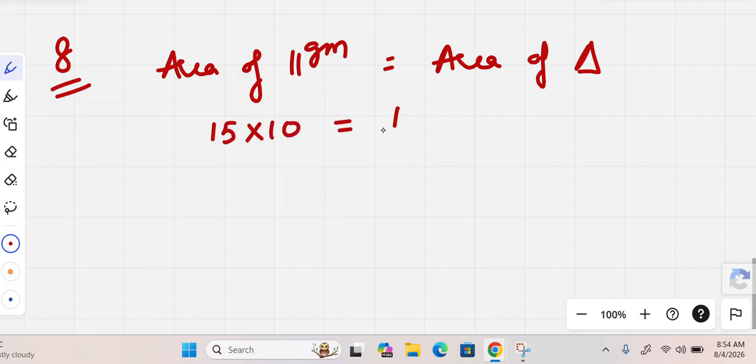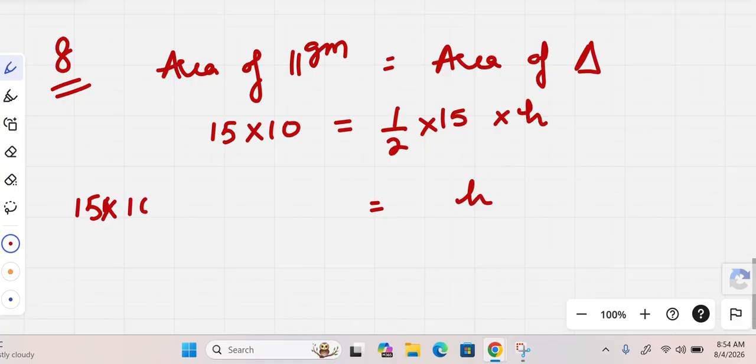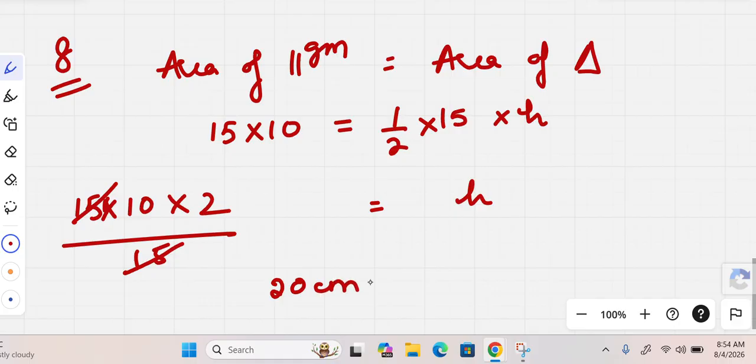And the area of the triangle is half into base into height. We keep height here and the rest here. So 15 and 15 cancel, and we are getting the answer as 20 centimeters. So this was very easy because it was given in the question that the area of the parallelogram and triangle is equal. That was the plus point, isn't it? Now let's go to the next question.